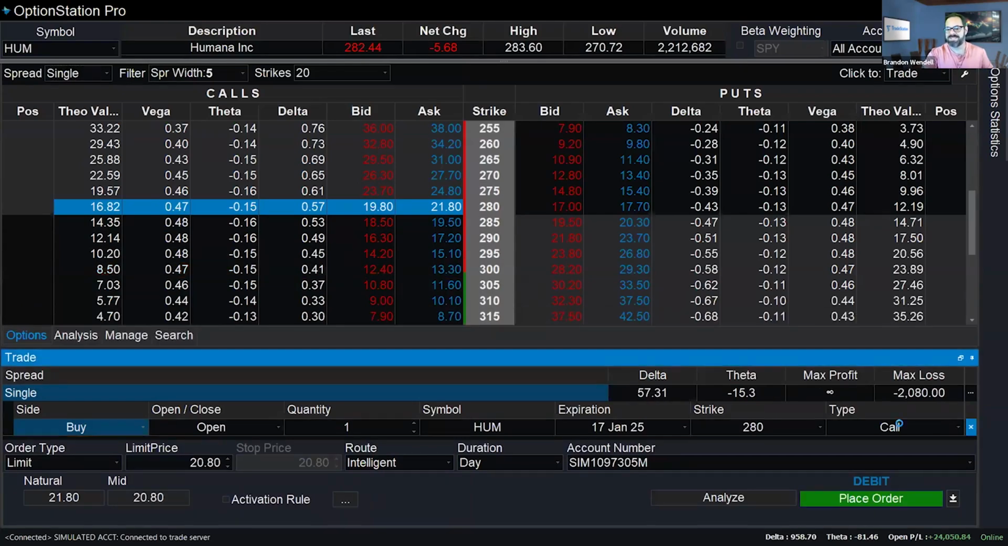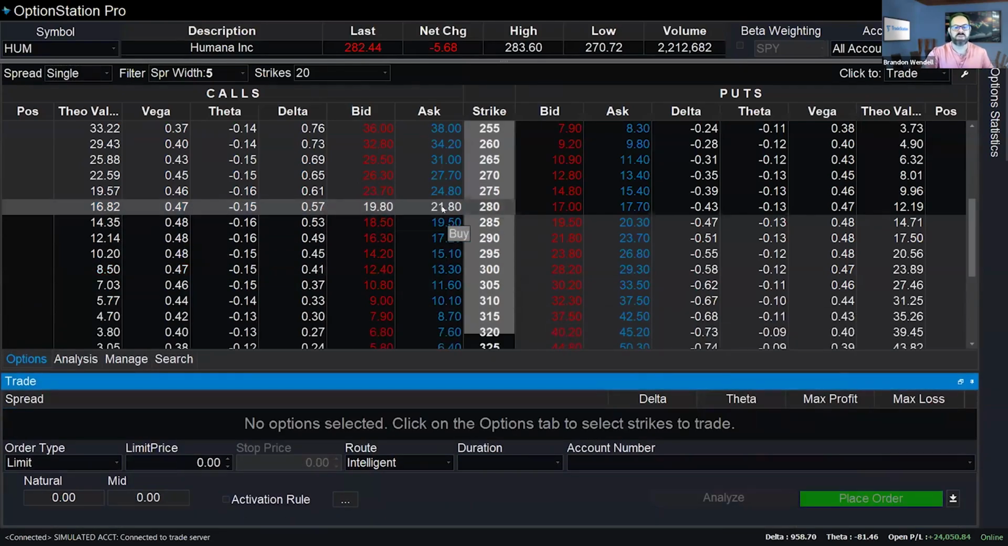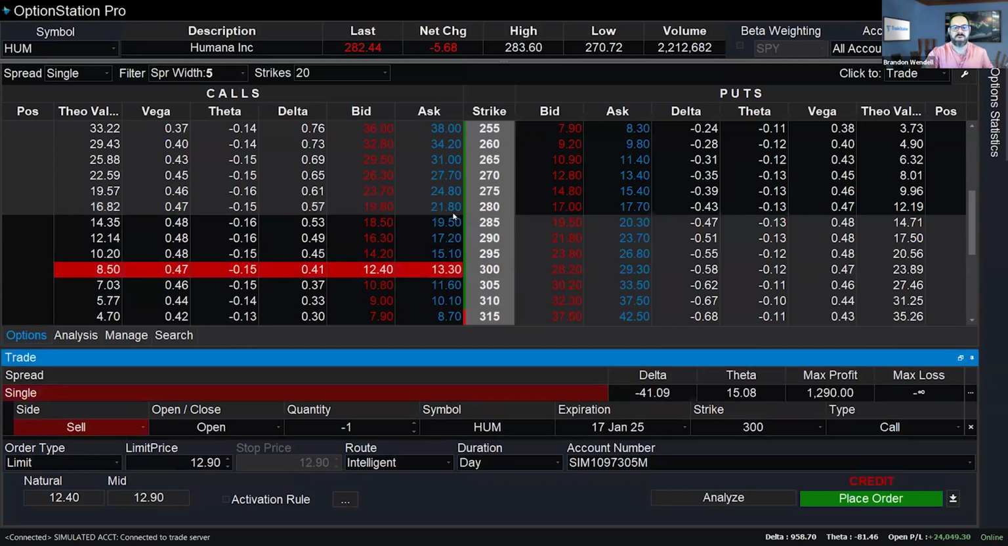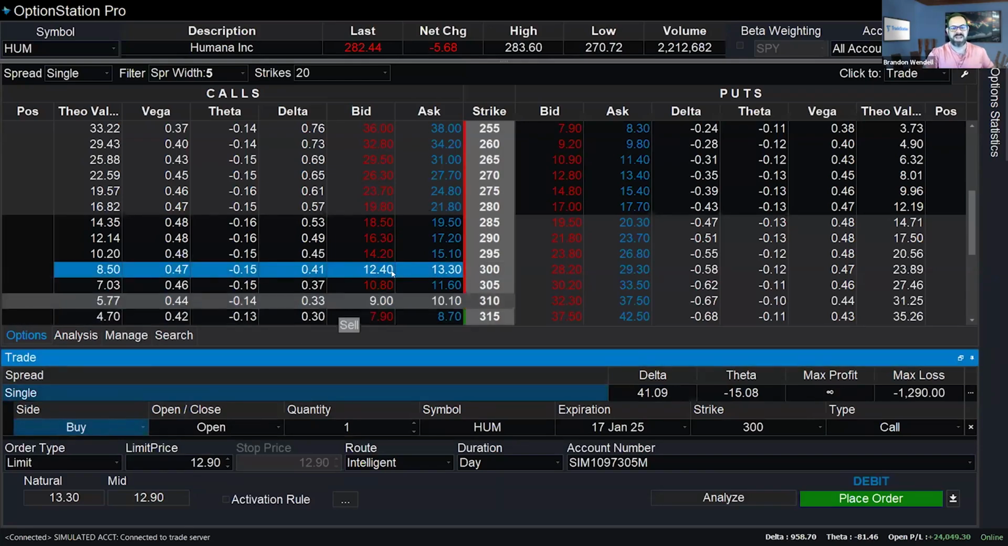If I go back and I want to buy the 280, I want to sell the 300. Oh, wait a minute, what happened to my 280? Well, it doesn't know that I wanted to do a multi-leg strategy because I didn't hold down the control key. So it deleted the other one. I could also delete this one if I click on the buy. Now it just went back.